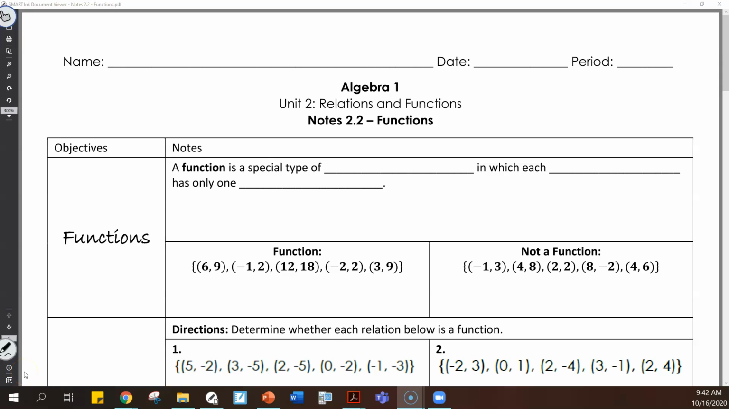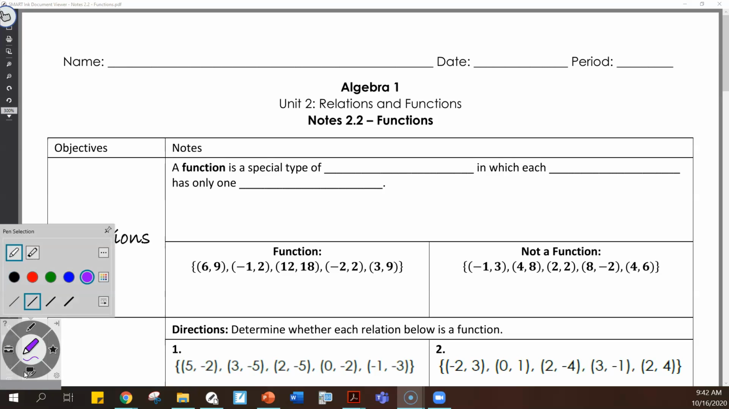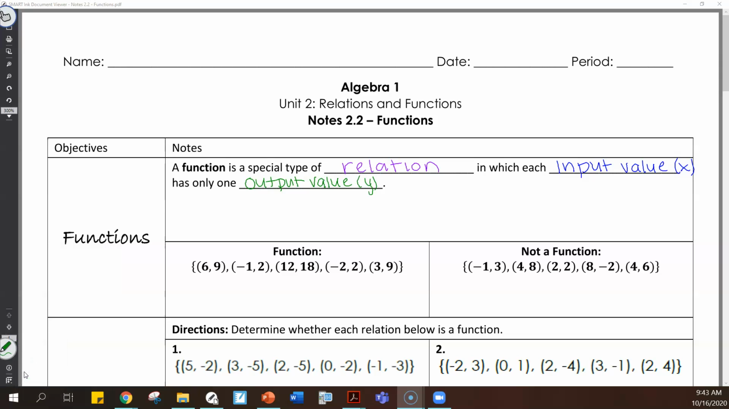Everyone. Today we're going to be talking about a specific kind of relation called a function. So like I said, a function is a special type of relation in which each input value or x value has only one output value, y. So this is just a fancy way to say that x values should not repeat.